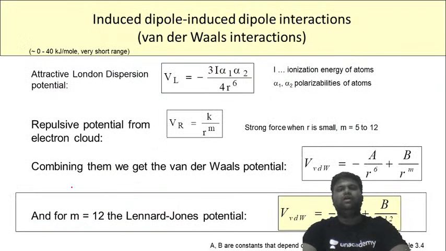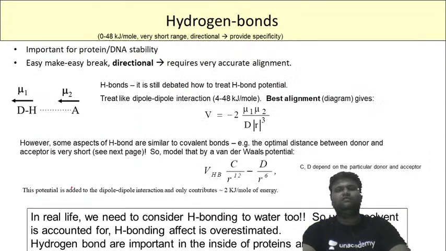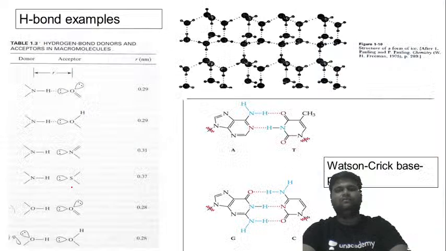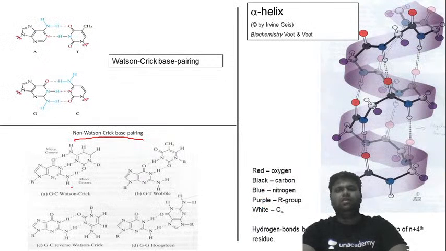We studied about the various forces that are involved, such as the van der Waals interaction, London forces, hydrogen bonds, hydrogen bond example in case of the pairing between Watson and Crick. And there were two types of pairing. One is the Watson-Crick base pairing and the non-Watson-Crick base pairing. This is the alpha helix.